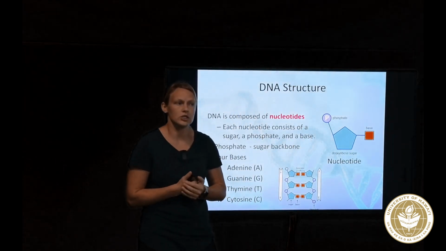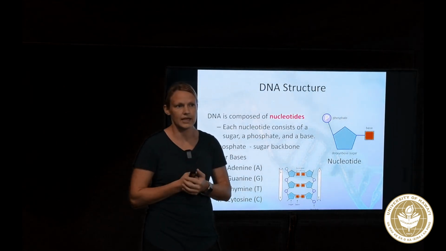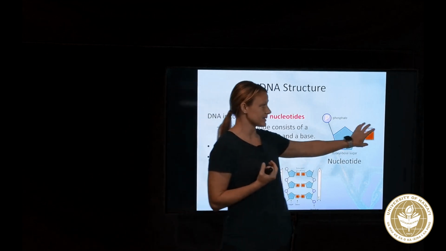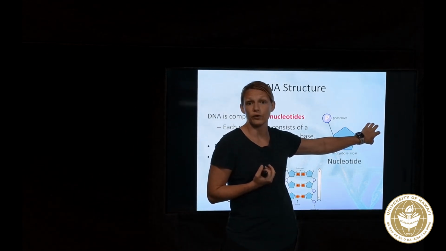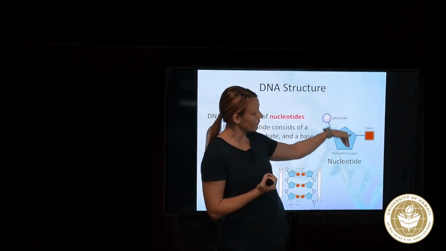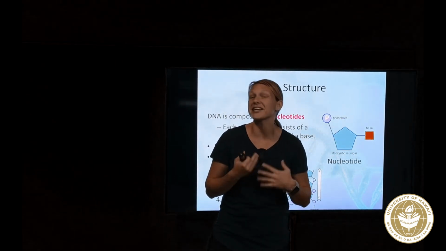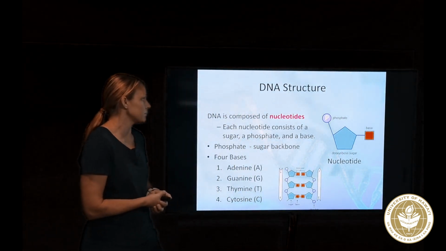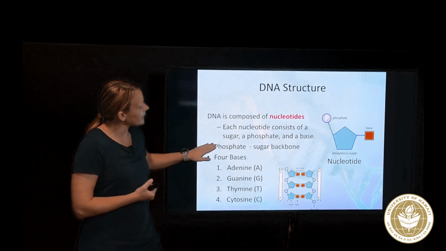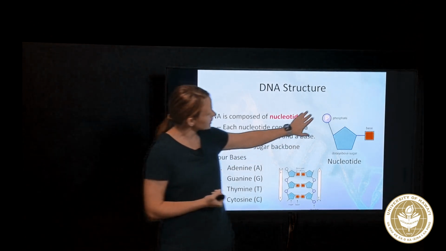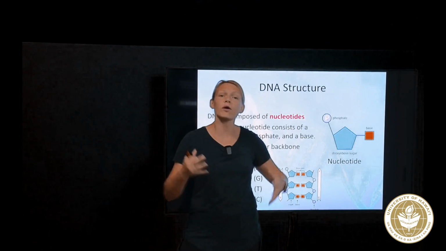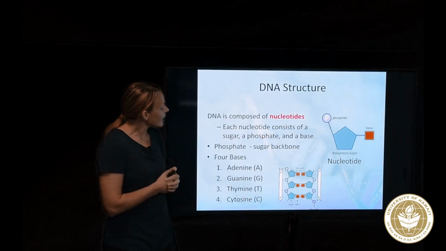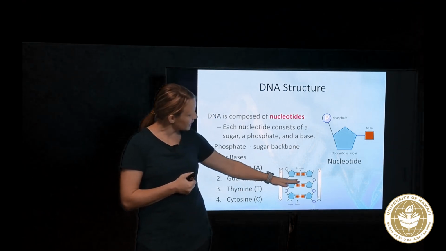And then you have a base. Sometimes I've noticed that students tend to think that the base is the only part of a nucleotide. So they forget about the sugar and the phosphate and they just talk about the bases. But that's not correct. The base is actually one of 3 parts of that nucleotide. So what happens is the phosphate and the sugar, so these 2 portions right here, form kind of the backbone of DNA. And then those 4 bases are going to be in the middle.